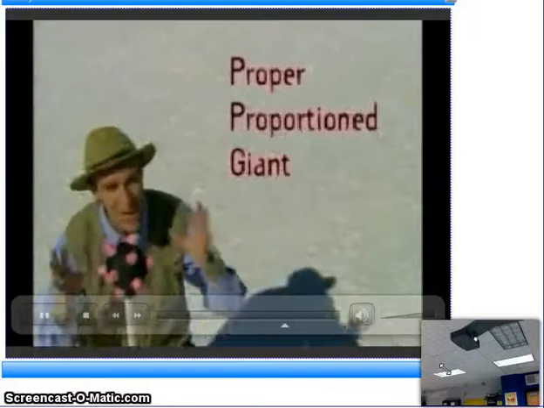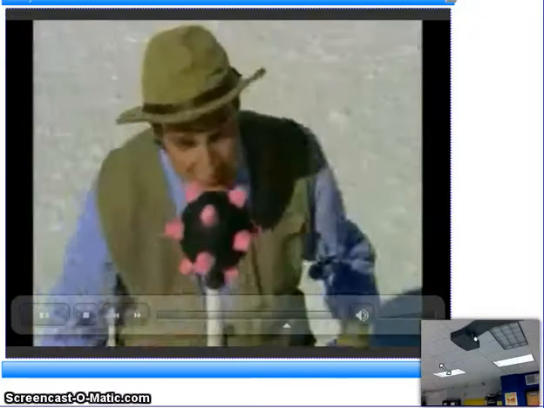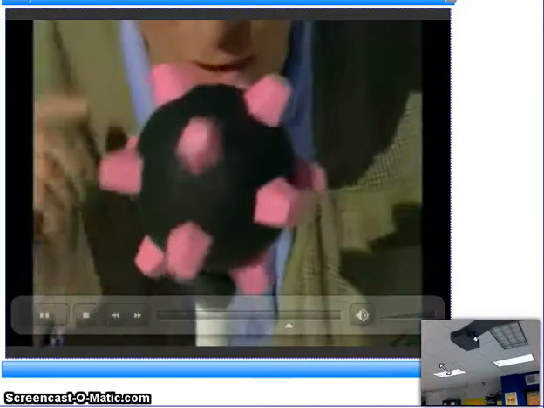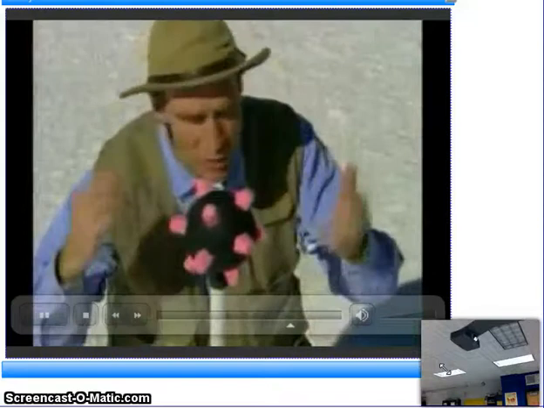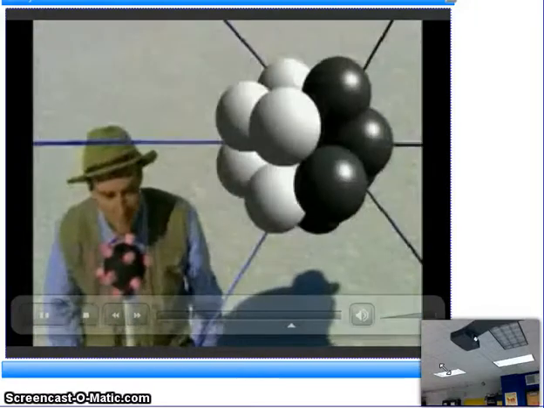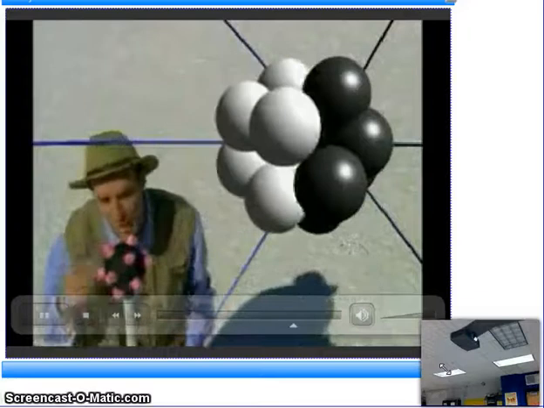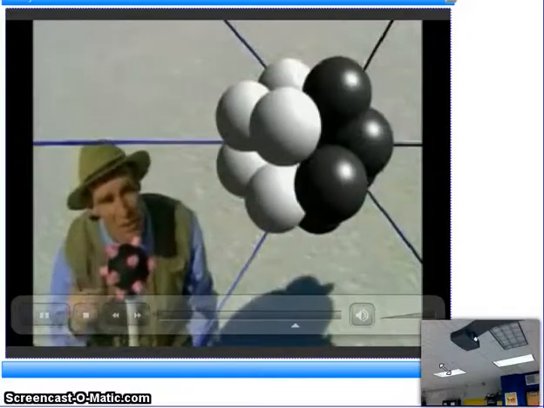Take a look at this. It's our proper proportioned giant atom model of science. Now, this part isn't very giant. That's because it's just the nucleus, the middle of an atom. Now, in here are two kinds of particles, protons and neutrons. No one knows what they would really look like. The protons have a positive electrical charge, like a spark. And the neutrons have no charge. They're neutral. They just hang out in the nucleus.